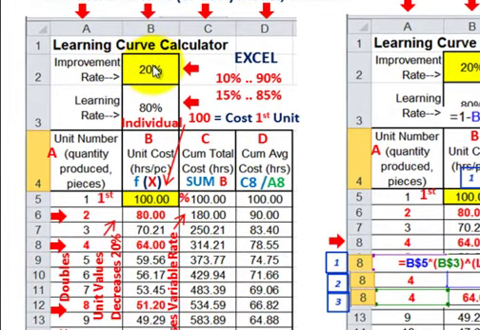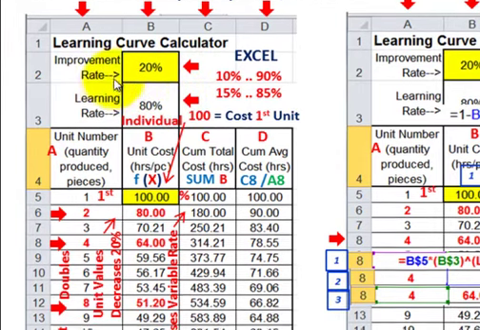Okay, so the first thing we start with is this improvement rate. We're going to look at 20% or 80%. So we're going to have to supply the improvement rate. And just to understand, if we set this improvement rate at 10%, then we'd have a 90% learning rate. And if we set it at 15%, then our learning rate would be 85%. So these have to add up to 100%.